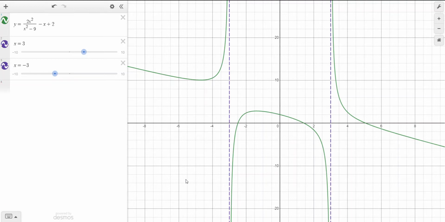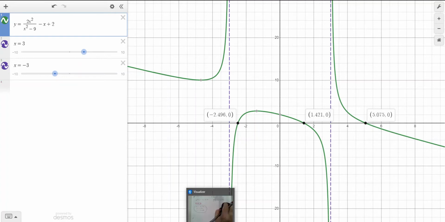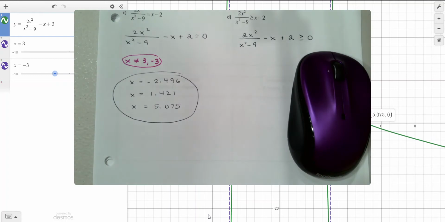So first of all, where is this equal to 0? 3 places. I would have x equals negative 2.496, x equals 1.421, and x equals 5.075. And that's going to take care of the equation. That's all I need.